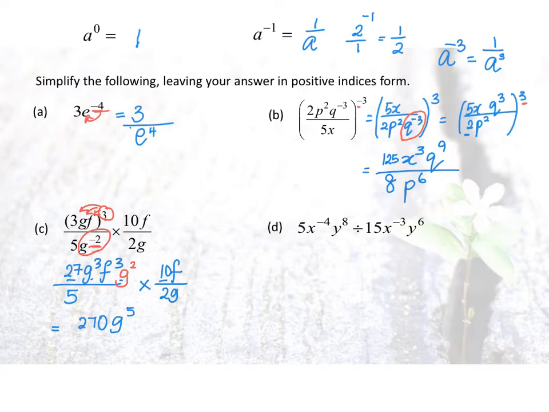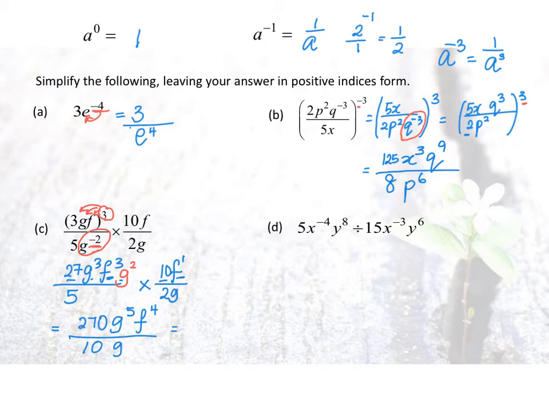F to the power of 3 and F. This is actually F to the power of 1. So when you have multiplication, the powers add together. So it will be F to the power of 4. Over the denominator, 5 times 2 gives me 10 and G. And we'll be able to get the answer.